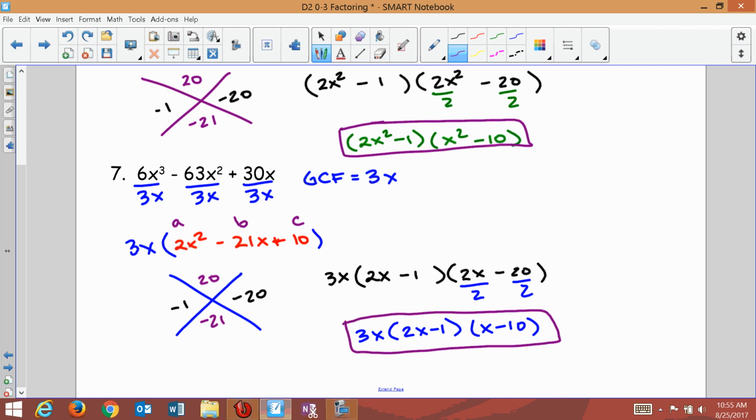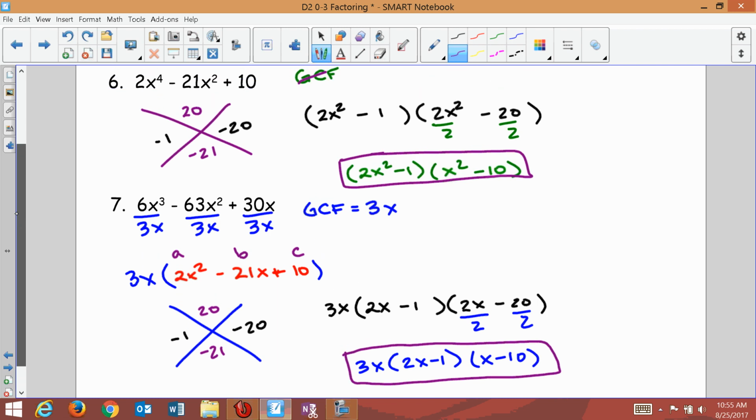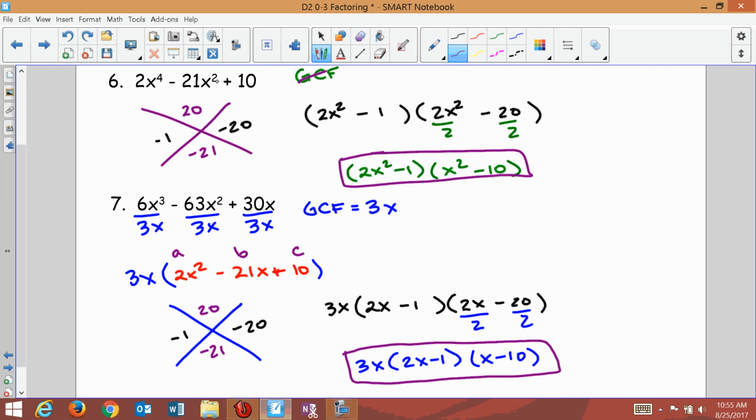So that's how you can get answers that look alike or might look totally different. Maybe the problem looks totally different. That's kind of how they get tricky, is they'll either switch up powers like this, or here they'll have a GCF of the value x.